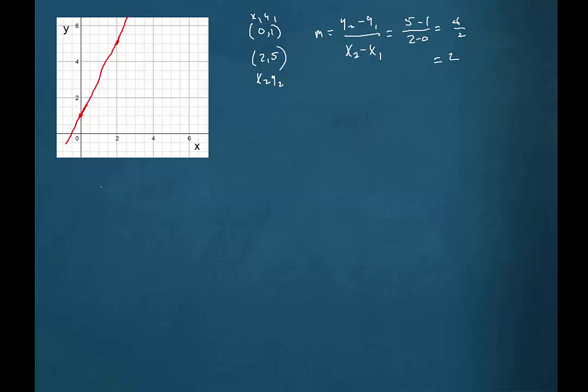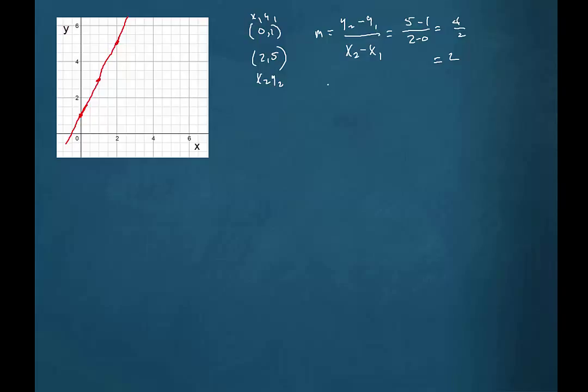Which makes sense, because to get from a dot on this line to any other dot on this line, we would go up 2 to the right 1. And there's a dot on the line, (1, 3), and then up 2 to the right 1.